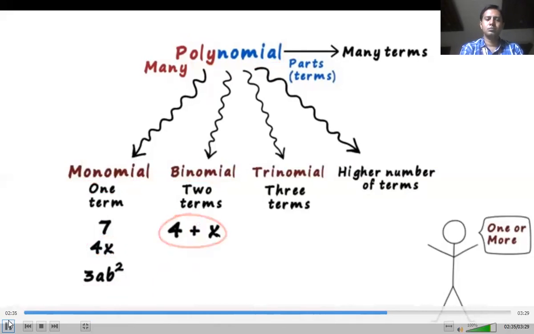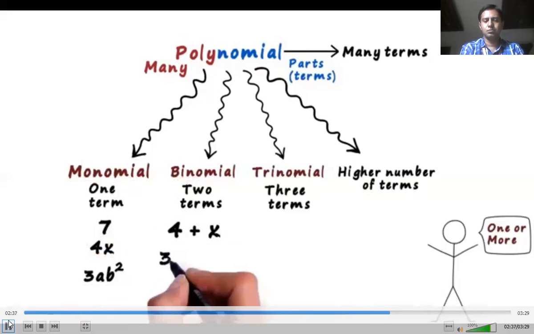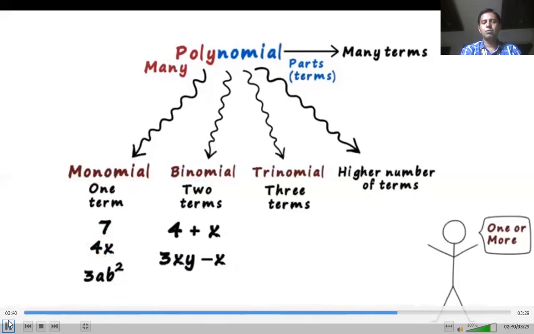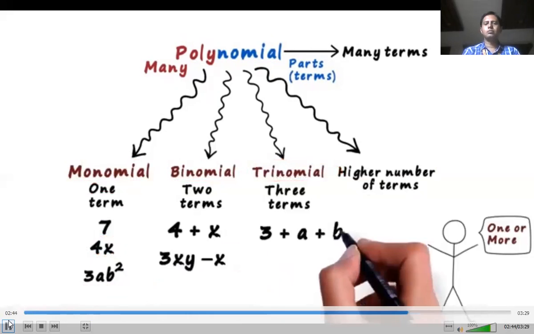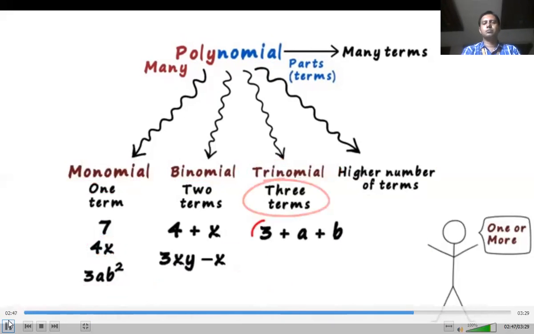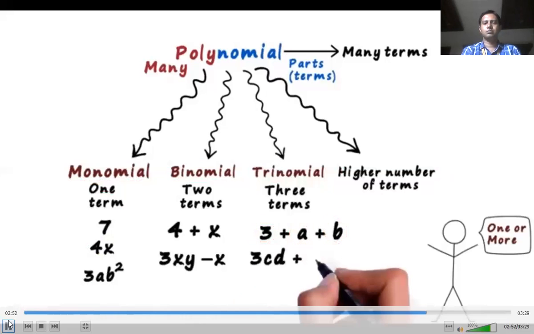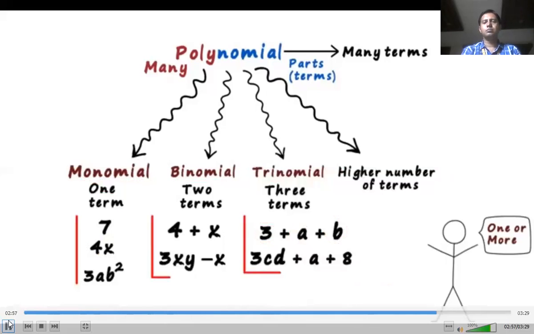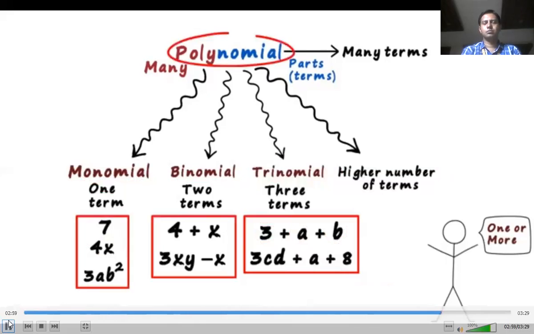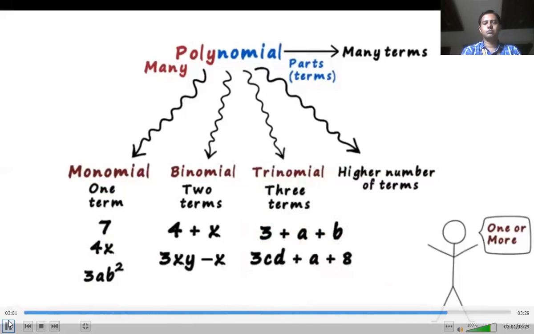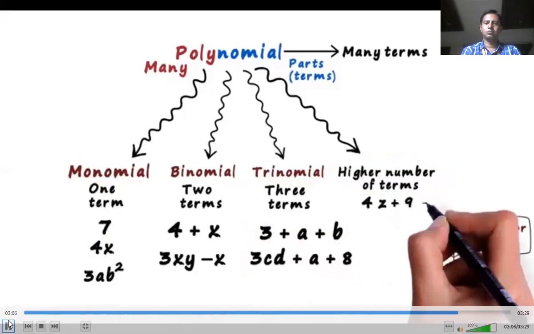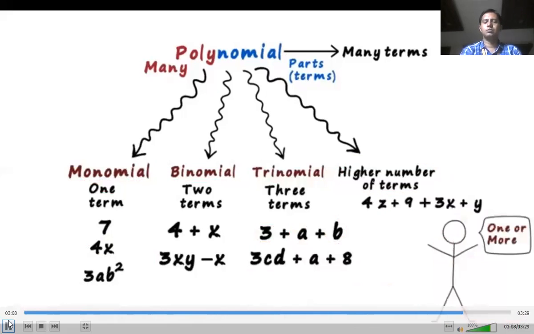Another example would be 3xy minus x. An example of a trinomial would be 3 plus a plus b. It has three terms, 1, 2, and 3. Or maybe 3ct plus a plus 8. Again, let me remind you, all these examples you have seen are polynomials. And an example of the last type would be 4z plus 9 plus 3x plus y. It has 4 terms in all.